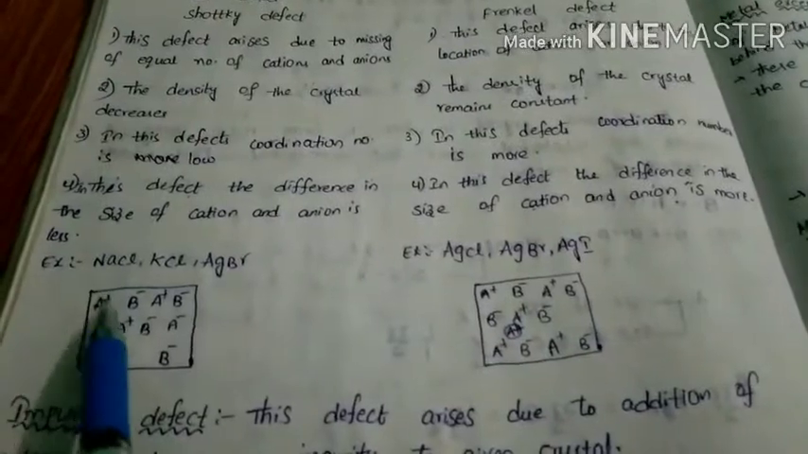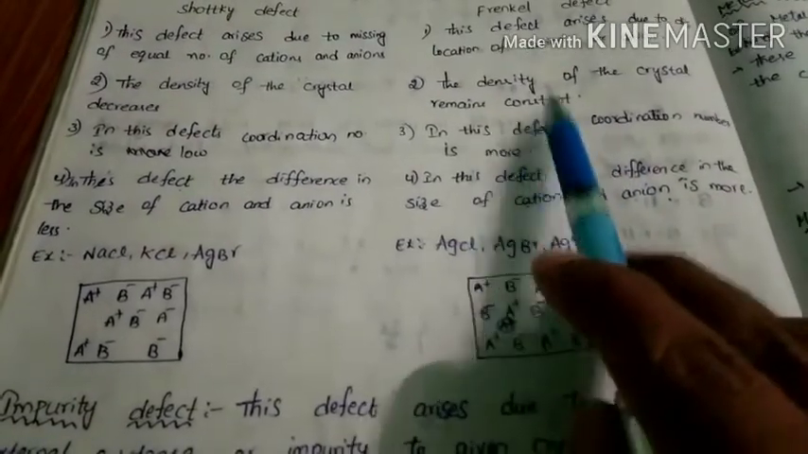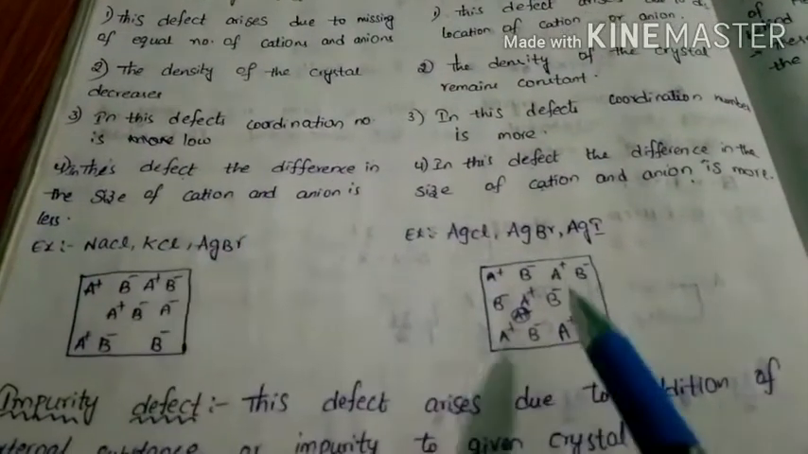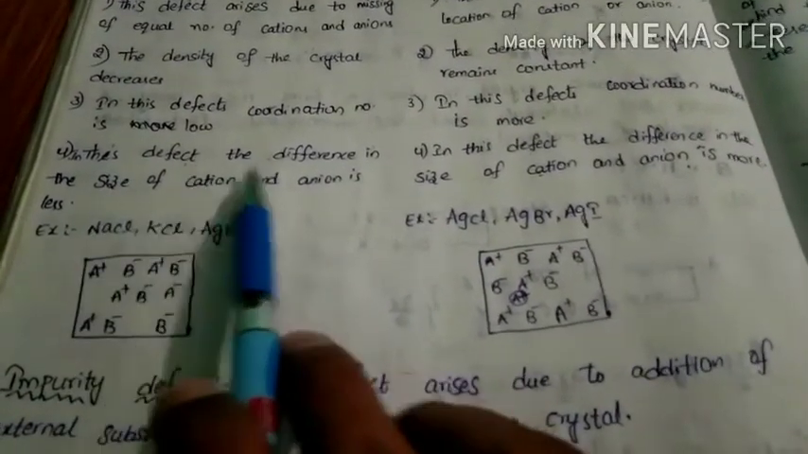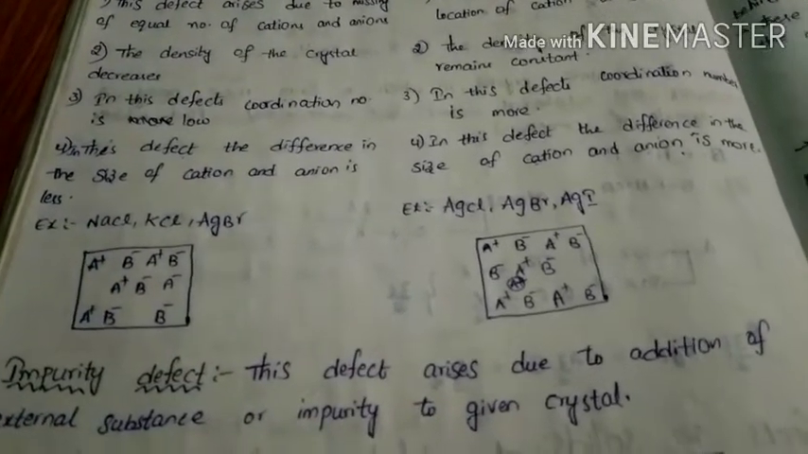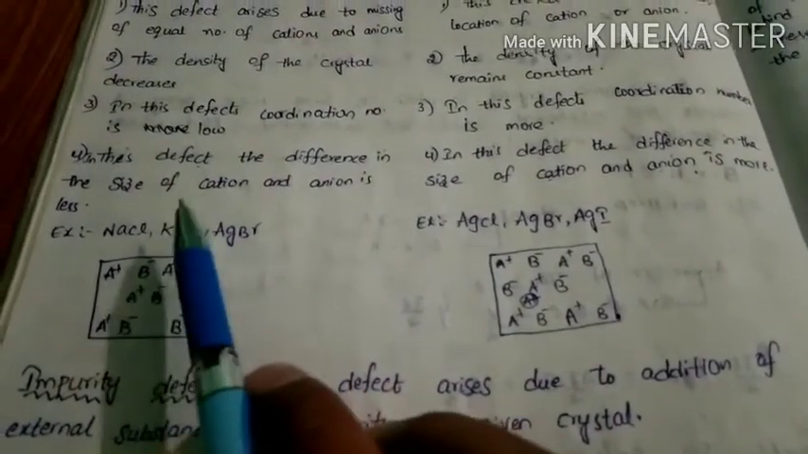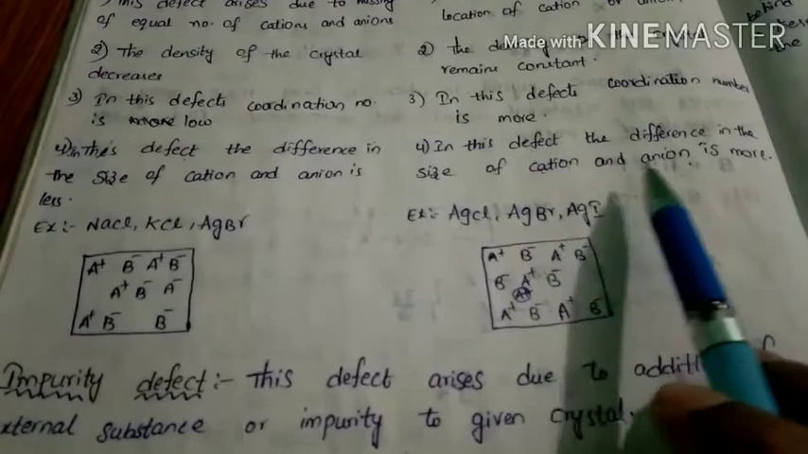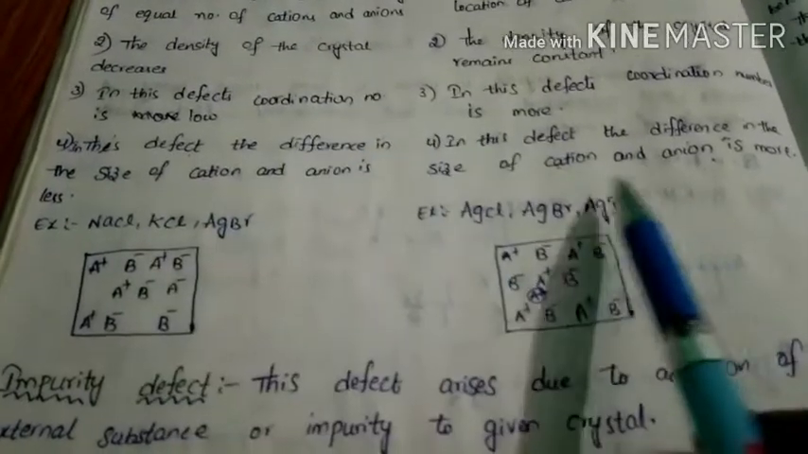Next, in Schottky defect, ions are missing from the crystal, so density decreases. In Frenkel defect, ions are not missing from the crystal, so the density remains constant. In Schottky defect, coordination number is low, since ions are missing. In Frenkel defect, ions are not missing, so the coordination number is more. In Schottky defect, the difference in the size of cation and anion is very small, both are almost the same size. In Frenkel defect, the difference in the size of cation and anion is more, both are not the same size.